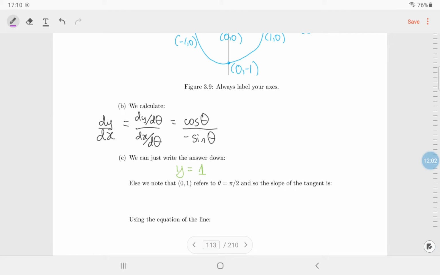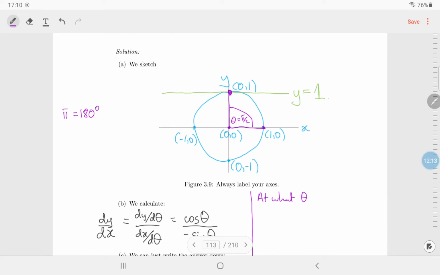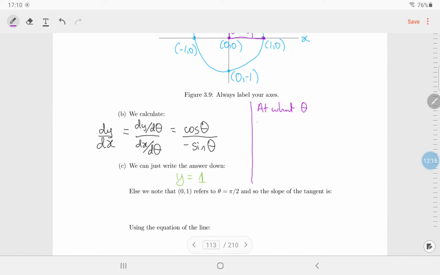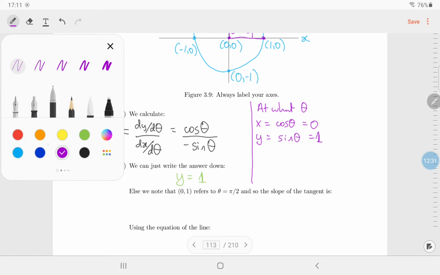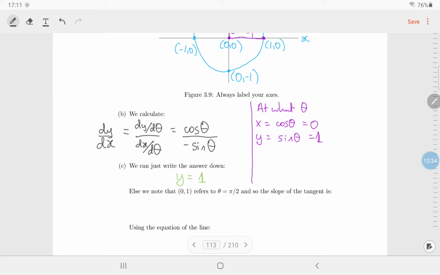Alternatively, you could ask at what theta is the x coordinate 0 and the y coordinate 1. So you're looking at the x coordinate, which is cos of theta, equal to 0, and the y coordinate, which is sine of theta, equal to 1. Now solving these little trigonometric equations can be a little messier because in fact there are loads of solutions, because if the angle goes around 2 pi, which is 360 degrees, you start getting more solutions.